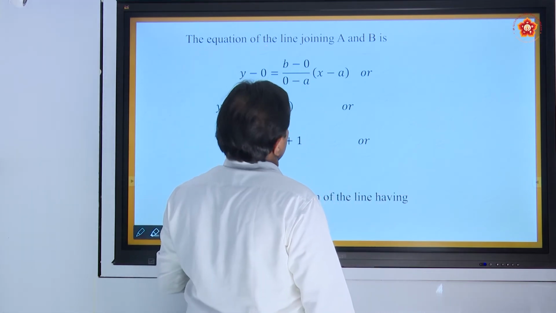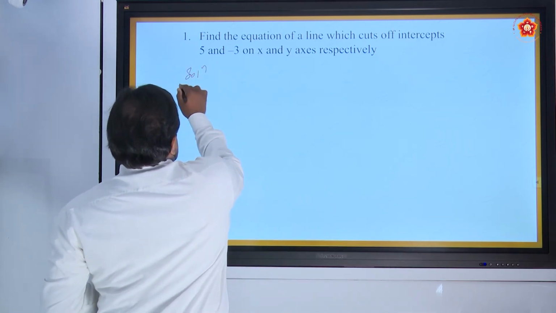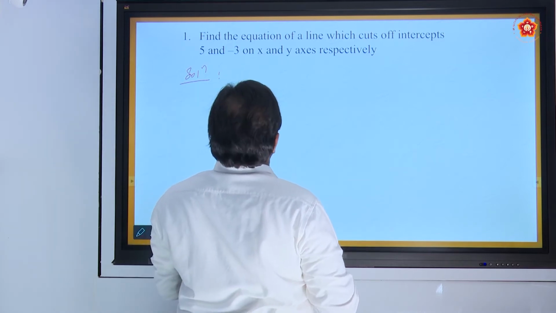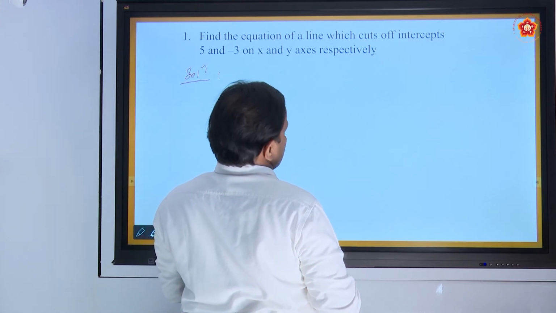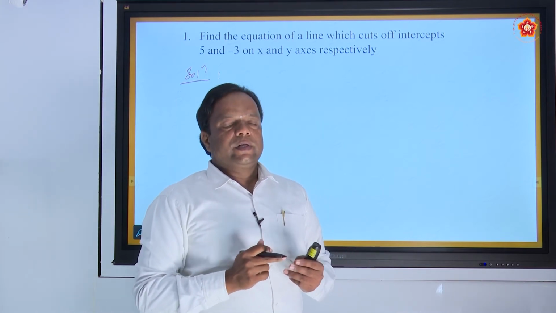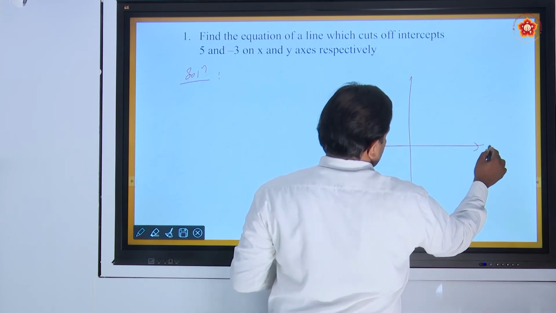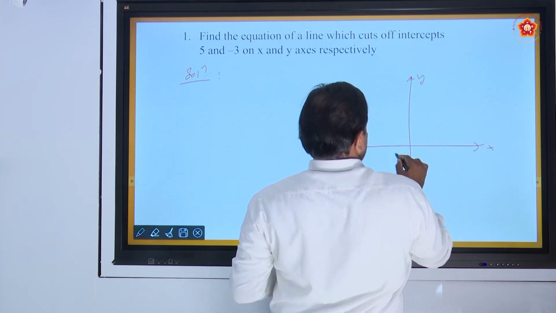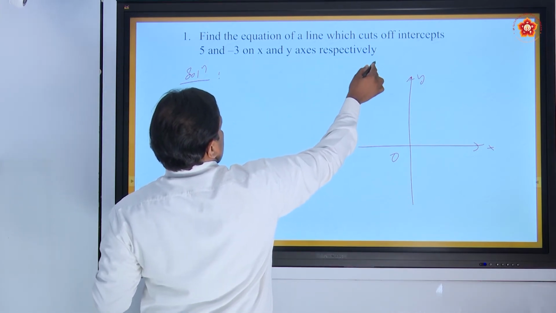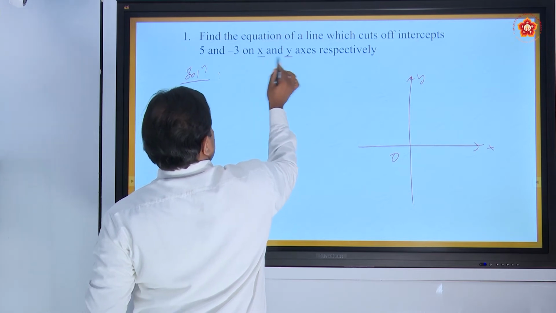Solution. See what is given here: find the equation of the line which cuts off intercepts 5 and minus 3 on the x and y axis respectively. Observe here, no need to draw the figure. If you want a clearer understanding, I can draw the figure, but there is no need here. So what is given here: find the equation of the line which cuts off intercepts 5 and minus 3 on the x and y axis.